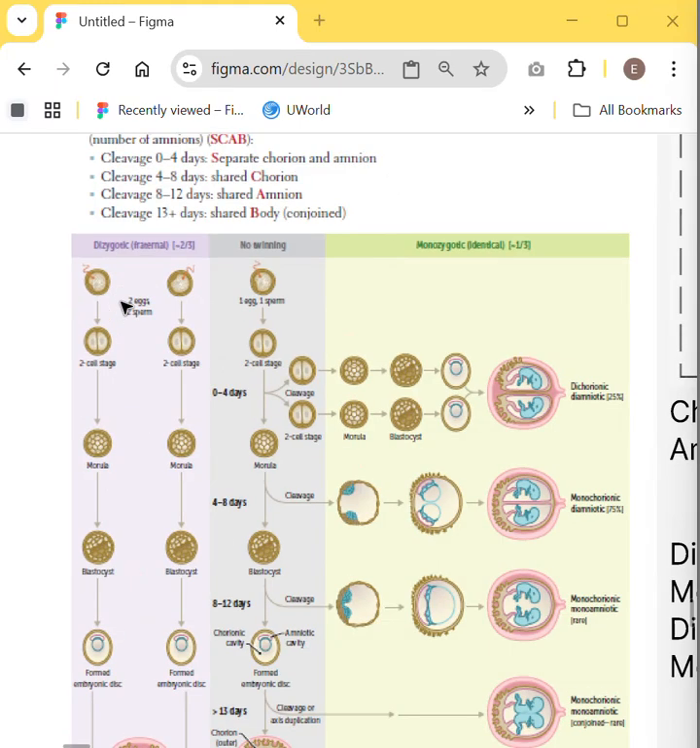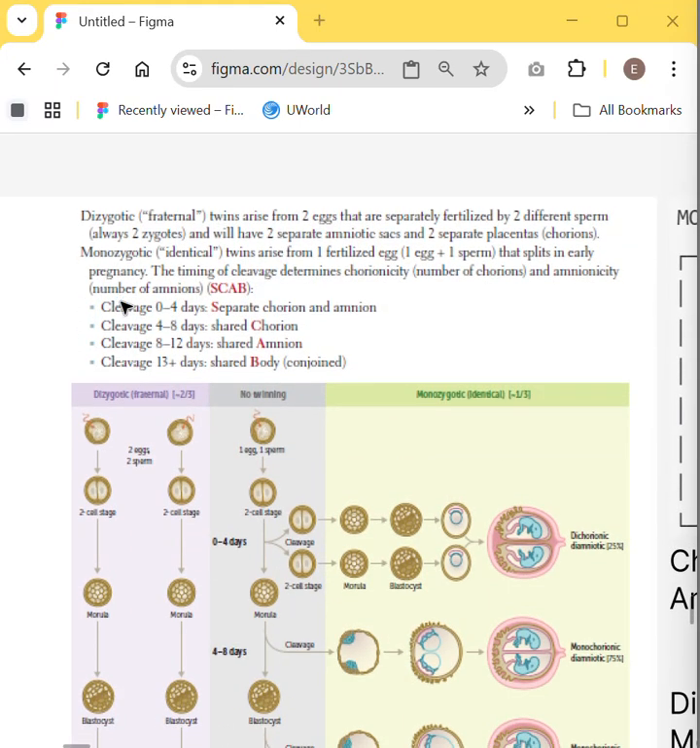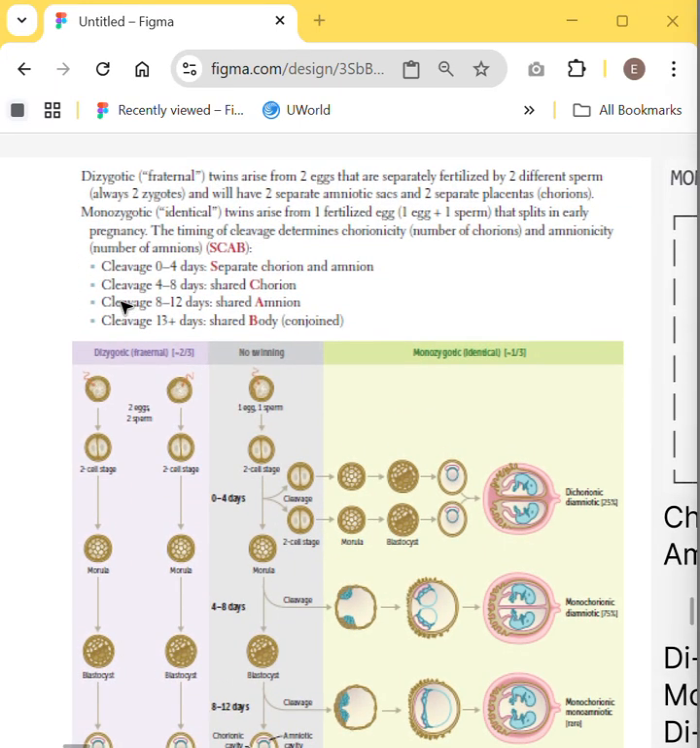Move on to how twins are basically born.